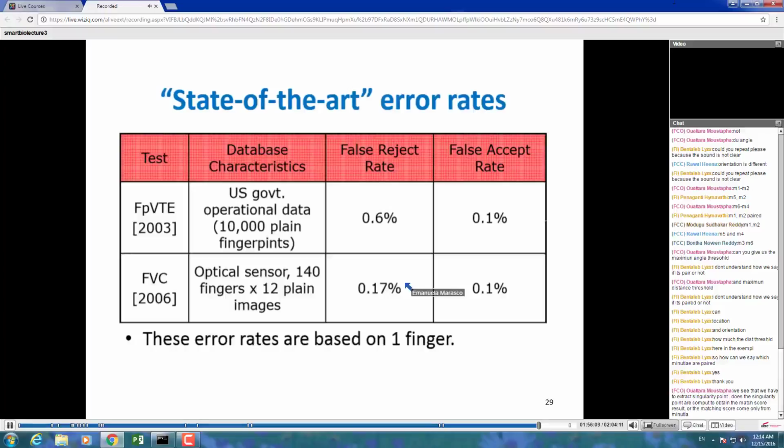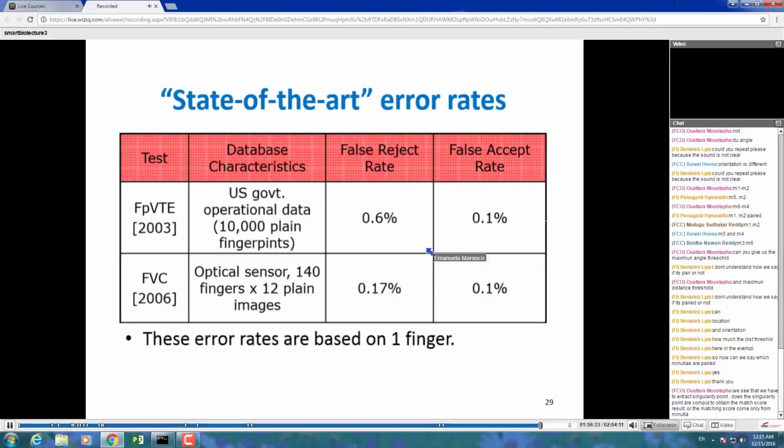I just received another question in the chat, which I'm very happy about, so I can read it. We see that we have to extract the singularity point. Are the singularity points computed to obtain the match score result, or is the match scored only from minutiae? This is a very good question. So I'm very glad that you are so interactive.